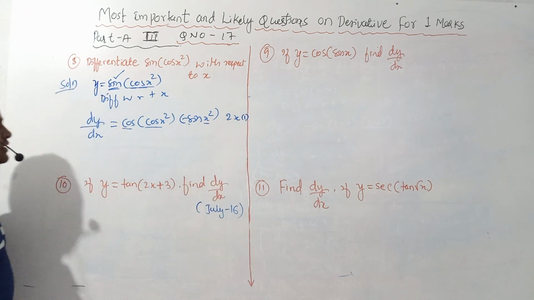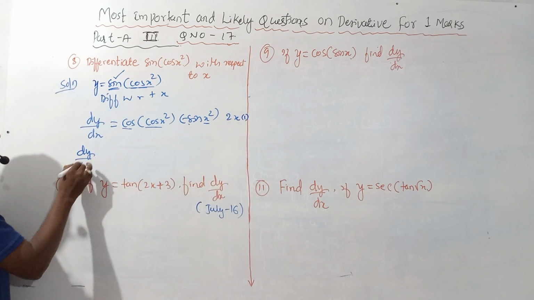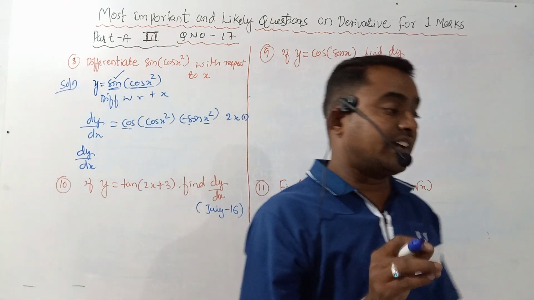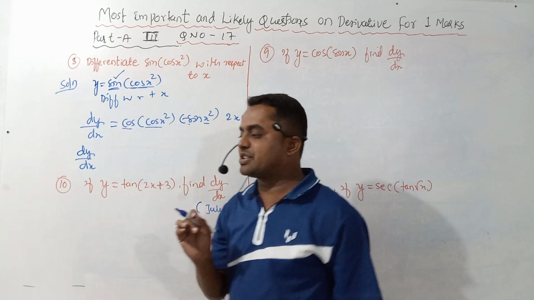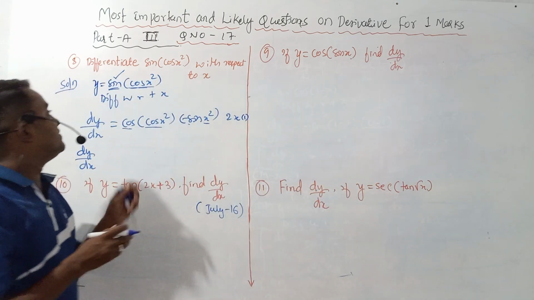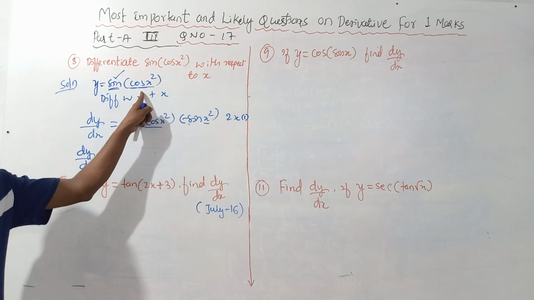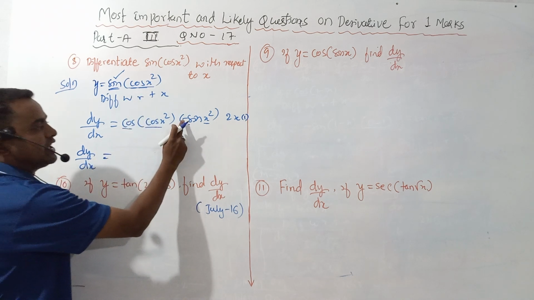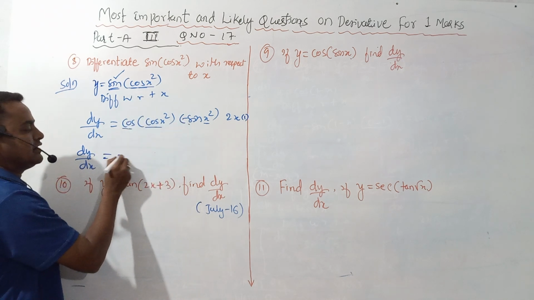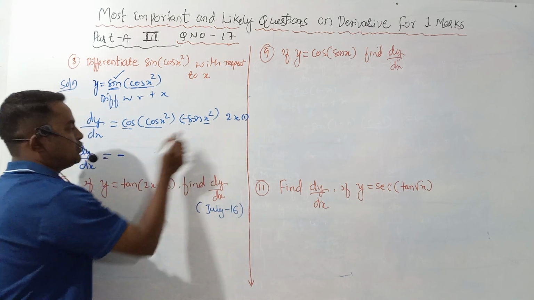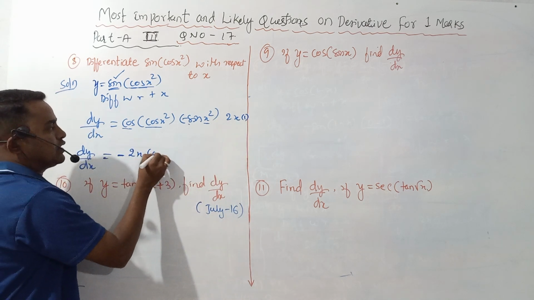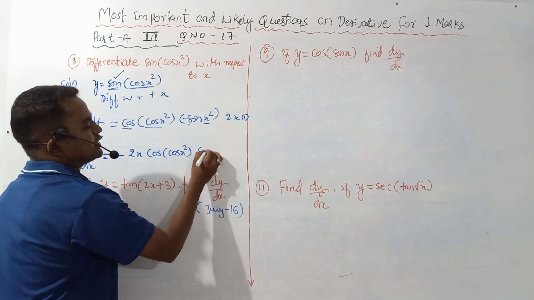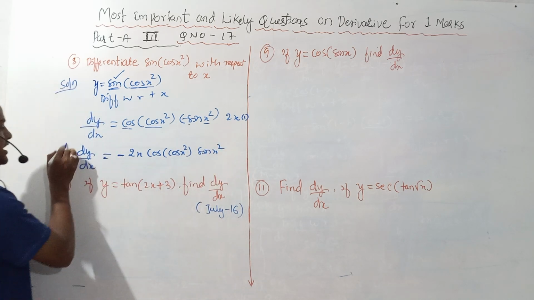Now dy by dx, till the end of the function we have to differentiate. That is called chain differentiation or composite differentiation, because it contains a function within a function, which is called a composite function. That is dy by dx. See here, the minus sign I am writing outside. 2x into 1 is 2x. I am writing 2x at the back. Cos(cos x square) into sin x square. This is the final answer.